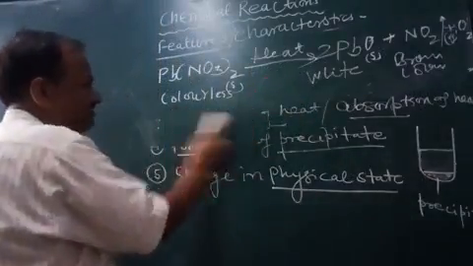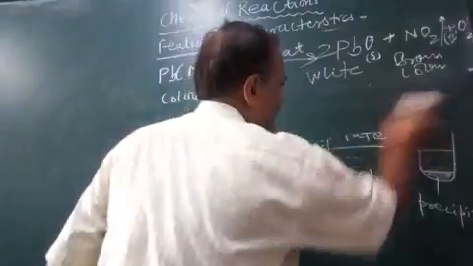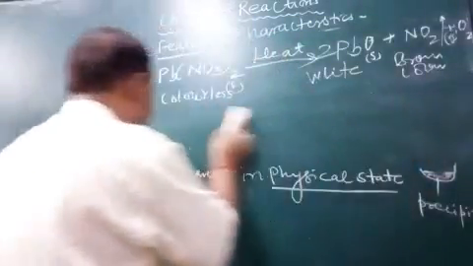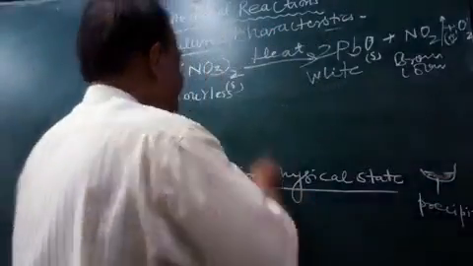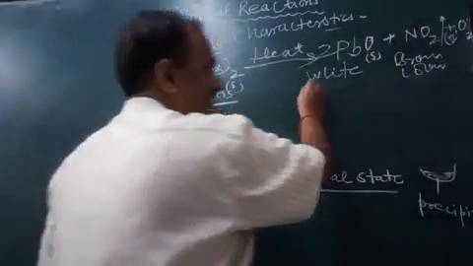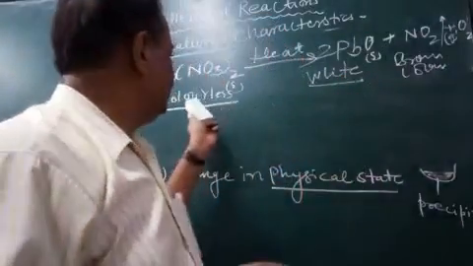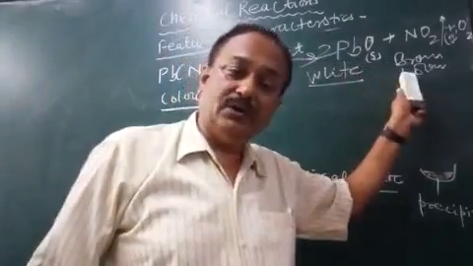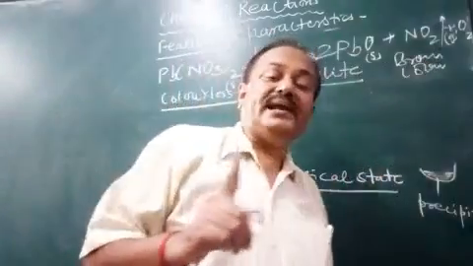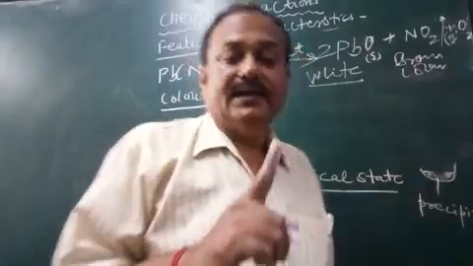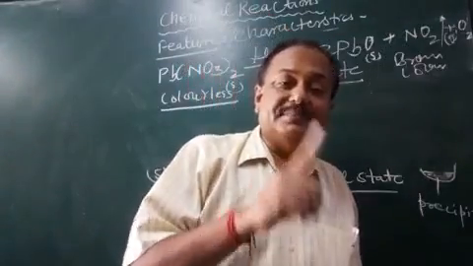Then change in the state, we can also compare here. Change in the physical state, it is colorless, here it is white. So there is change in color. Here it is colorless, here it is brown. So these are the parameters due to which we can identify a chemical reaction.